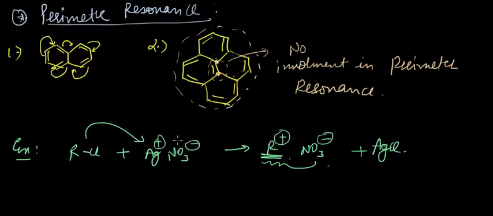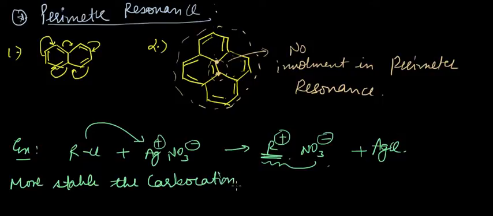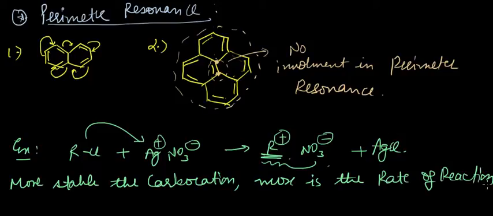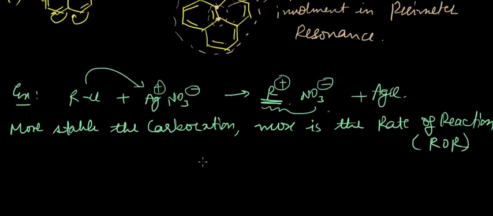Okay, so more stable the carbocation, more is its reactivity. We'll write it so that you remember. More stable the carbocation, more is the rate of reaction, or ROR. Okay, so let me take some example on the same.